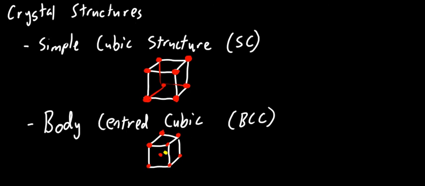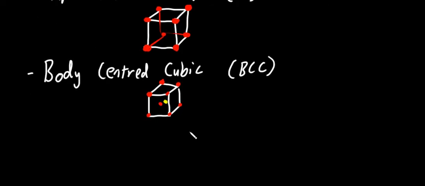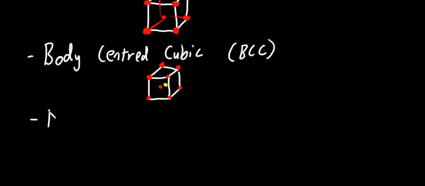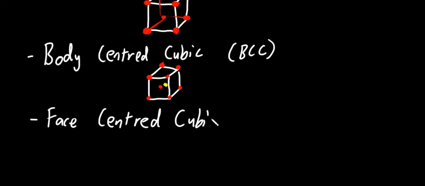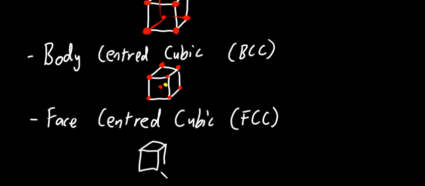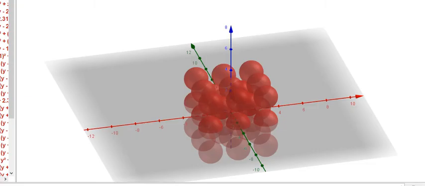The next one is called face-centered cubic. Body-centered is in the middle of the body. Face-centered, take a guess. Yeah, it's in the face. Pretty much duh. So in the middle of each face, you have an atom. I'm just going to draw a basic cube. So that's how a face-centered cubic looks.